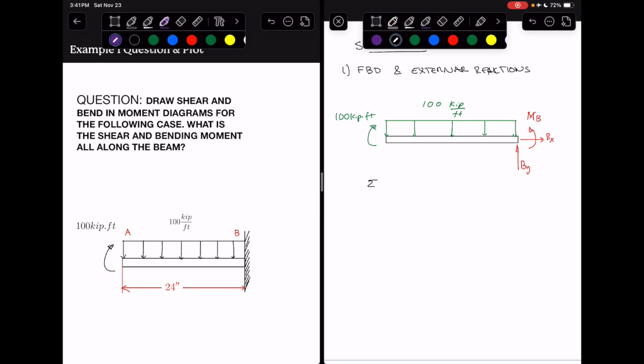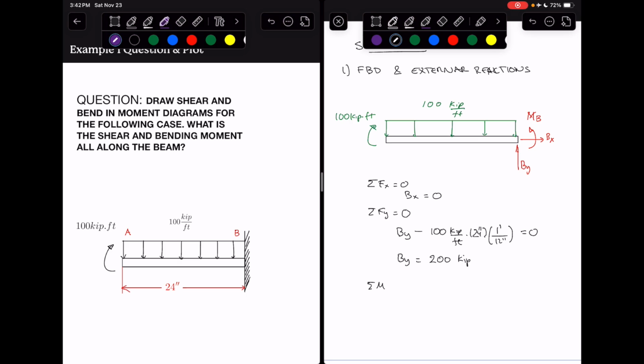So we can confirm that through the sum of the forces in x, Bx is equal to 0. We confirmed through the sum of the forces in y that we will have By pointing positively minus 100 kip per foot. We convert the length of the beam from 24 inches to feet to make sure our units are consistent. Set that equal to 0, and By is equal to 200 kip.